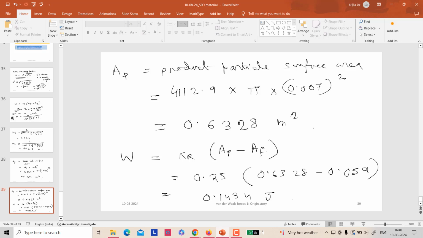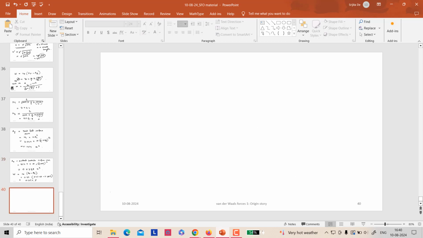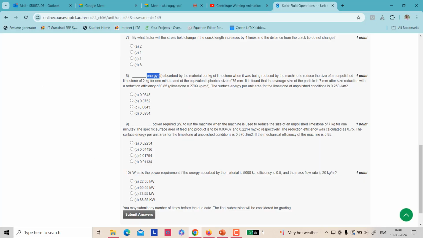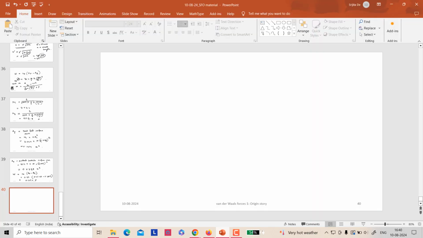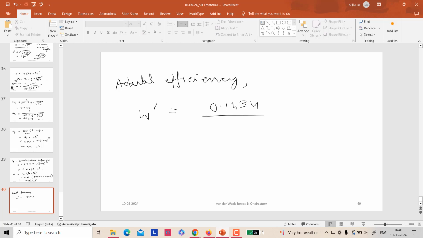Now another thing is given, that is the efficiency. It is said the reduction efficiency is 0.85. So the actual energy will be greater than that. So the actual energy is 0.1434 joule divided by 0.85. Now it is 0.1687 joule.